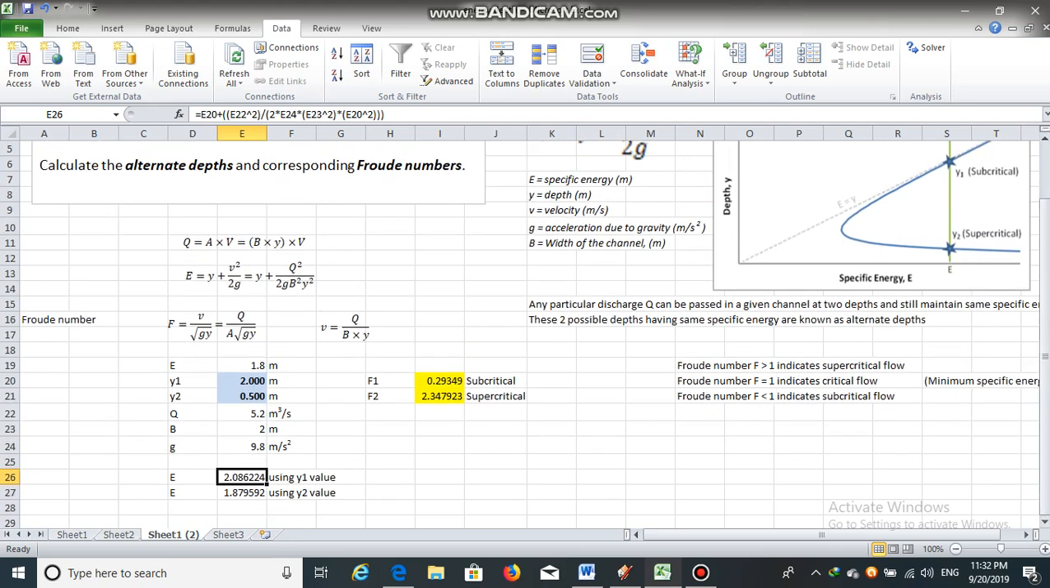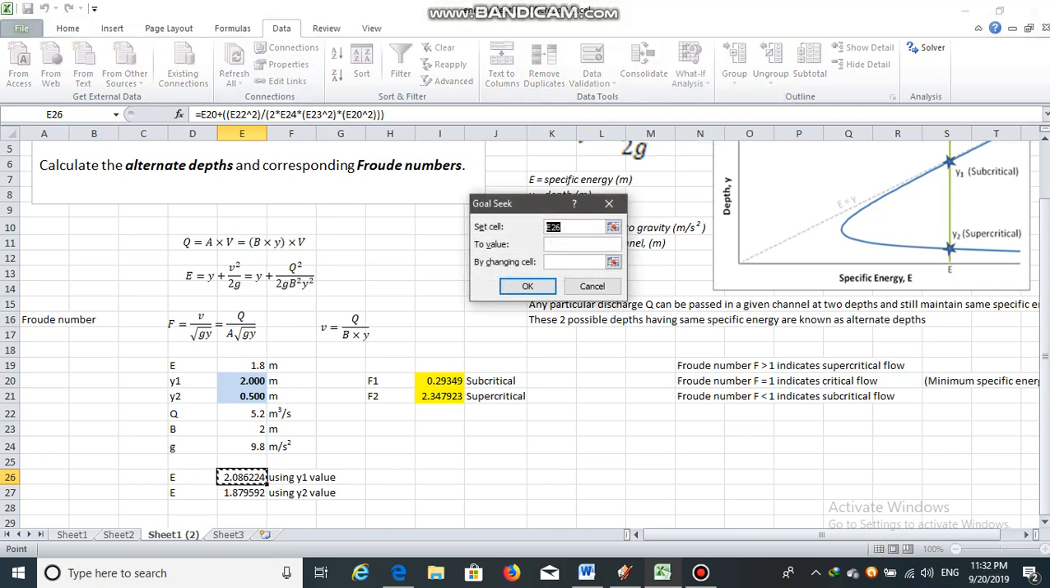E is equal to y plus q square upon 2 into g b square into y square. Now I will use Goal Seek: Data, What-If Analysis, Goal Seek. Now the value of E is 1.8 meters. So set the value of this cell to 1.8 meters by changing this cell. So it will have two solutions.